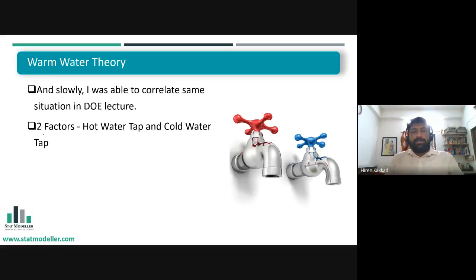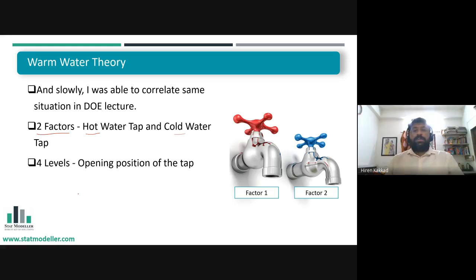So there are two factors I was having. One is the hot water tap and the other is the cold water tap. So this is factor 1, this is factor 2. There are 4 levels. You can consider these as levels, so these are the opening positions, how much I turn it. You can consider I keep it at the center position, this is the first point, this is second, third and fourth. If I take it to the fourth, it will be fully open.